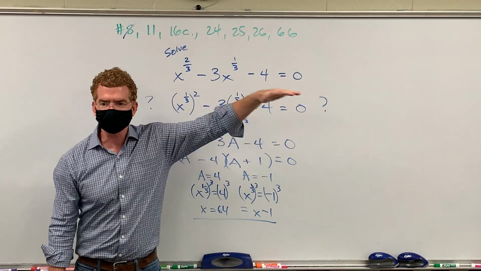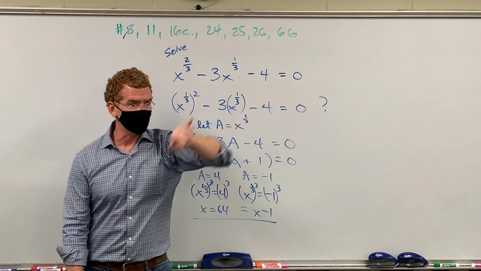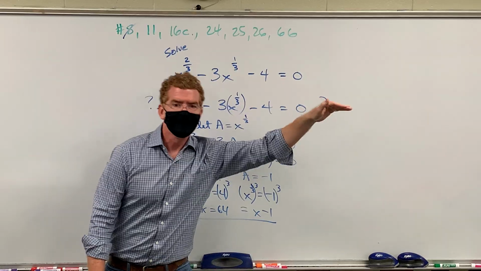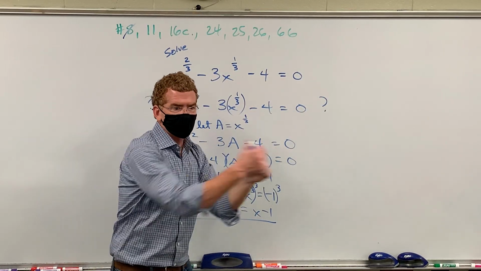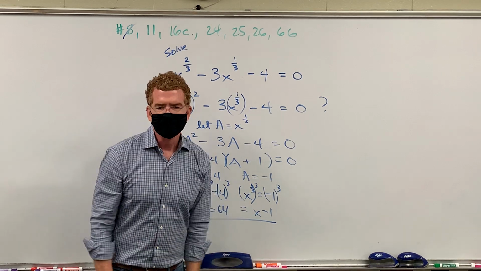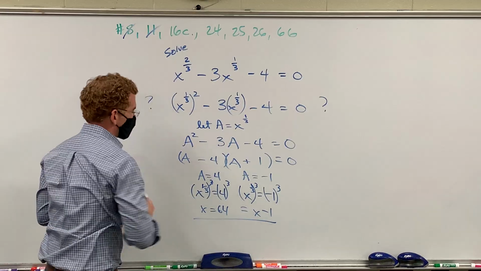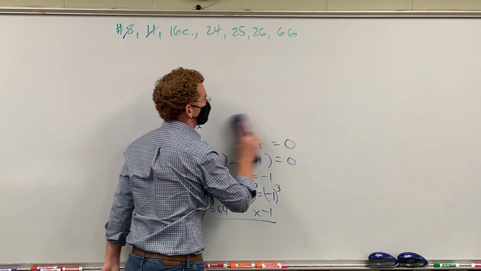do you have domain issues on x to the 1/3 graphs? No, they go forever to the right. Unlike a square root that has a domain, x to the 1/3 goes forever that way and this way. So if I've done the math right and I get a pretty answer like that, you can have a lot of confidence you're correct. All right? Okay, moving on to 16C.